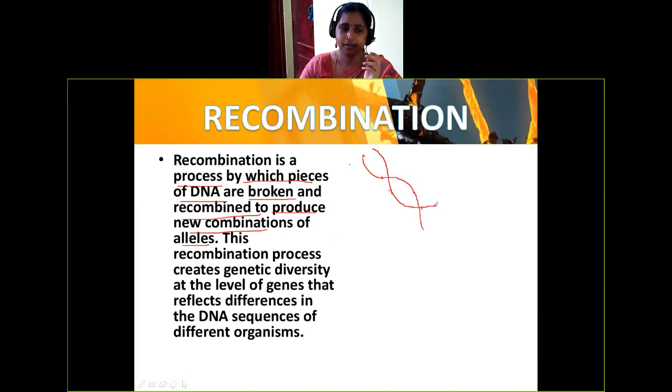And what happened here? A piece of DNA is broken and recombined to produce a new combination. So if you take a piece of DNA, it will be broken, and another gene is coming in and intercrossing. That exchanged gene will get incorporated here, and if you see the structure, it will look like this.